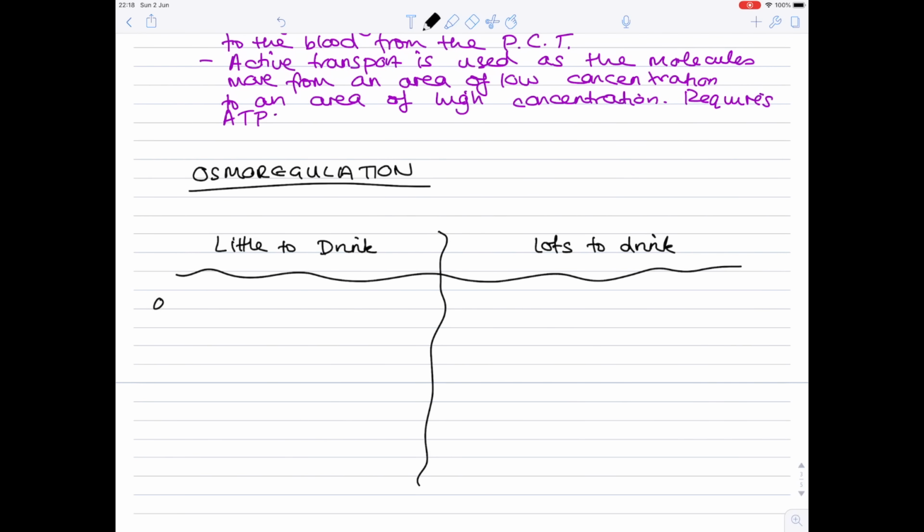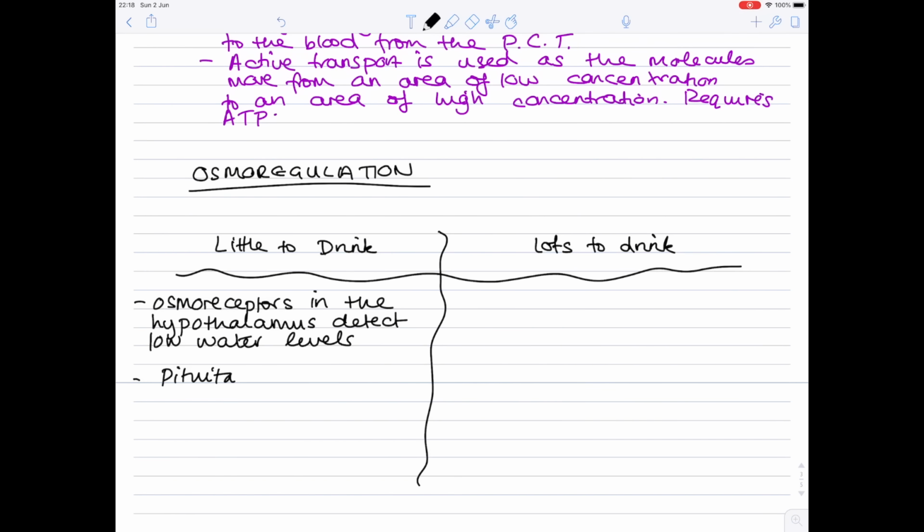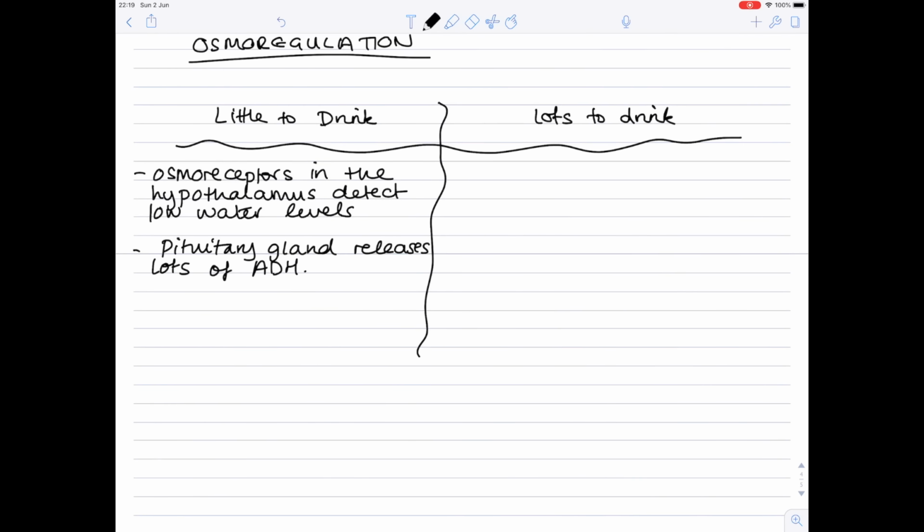So first of all, osmoreceptors. And where are they? In the hypothalamus. They're going to detect low water levels in this situation. They send a signal to the pituitary gland, also in the brain, or just outside the brain. And we're going to say that it releases lots of ADH, which is a hormone you need to know lots about. ADH stands for antidiuretic hormone, so effectively it makes you urinate less. So this ADH makes the walls of the collecting duct more permeable to water.